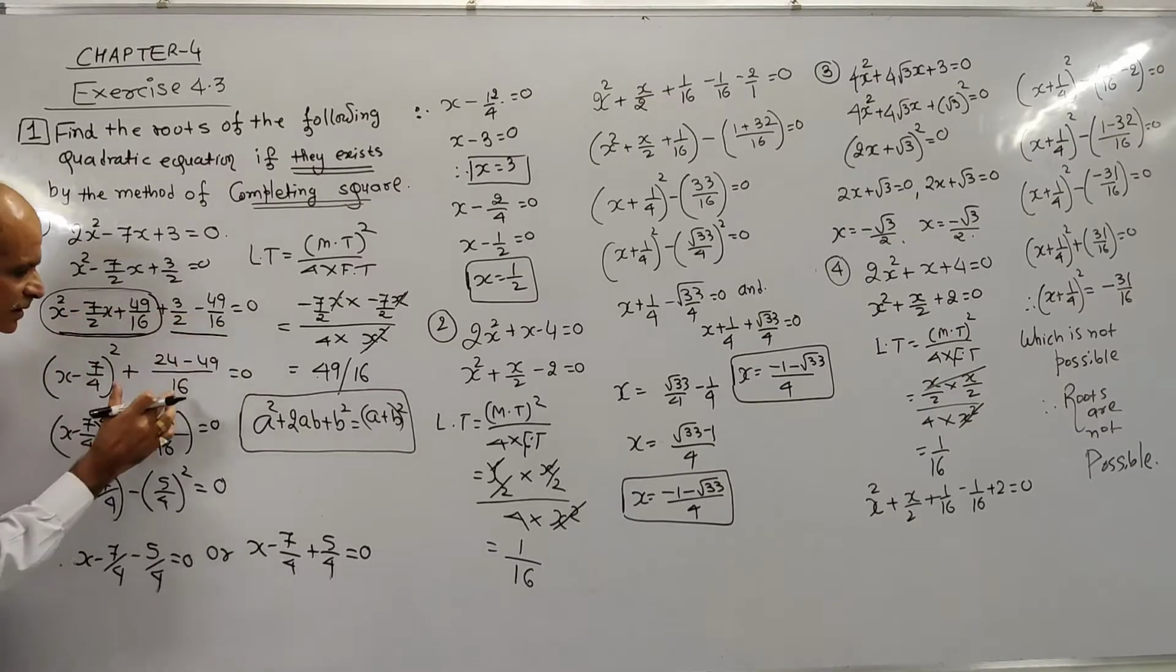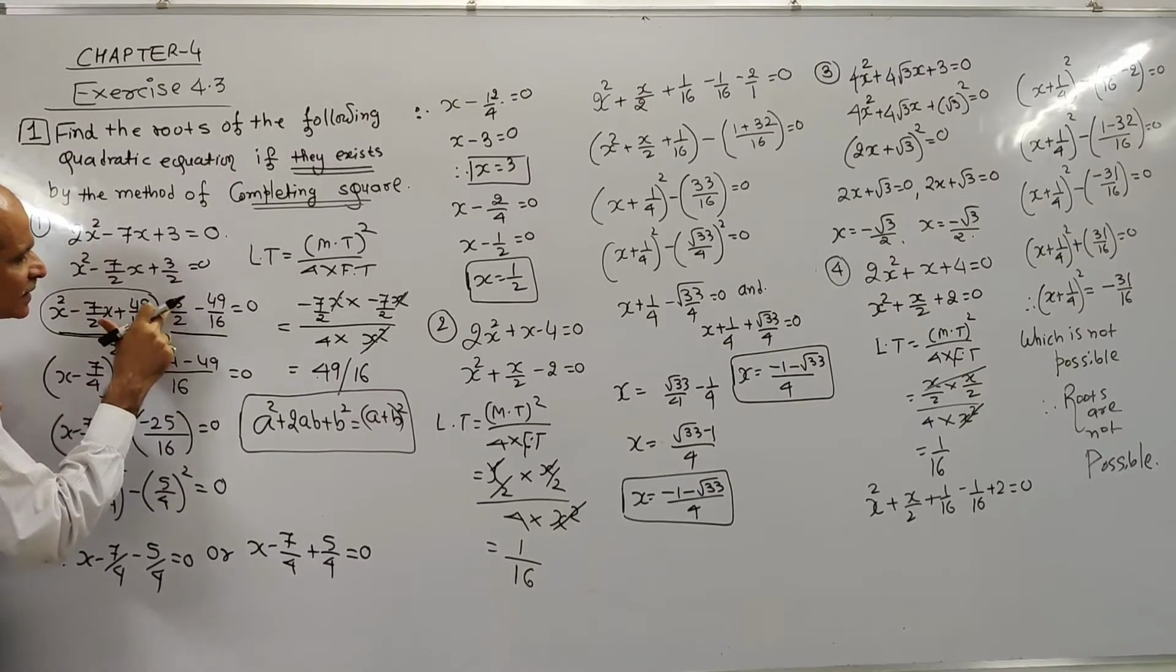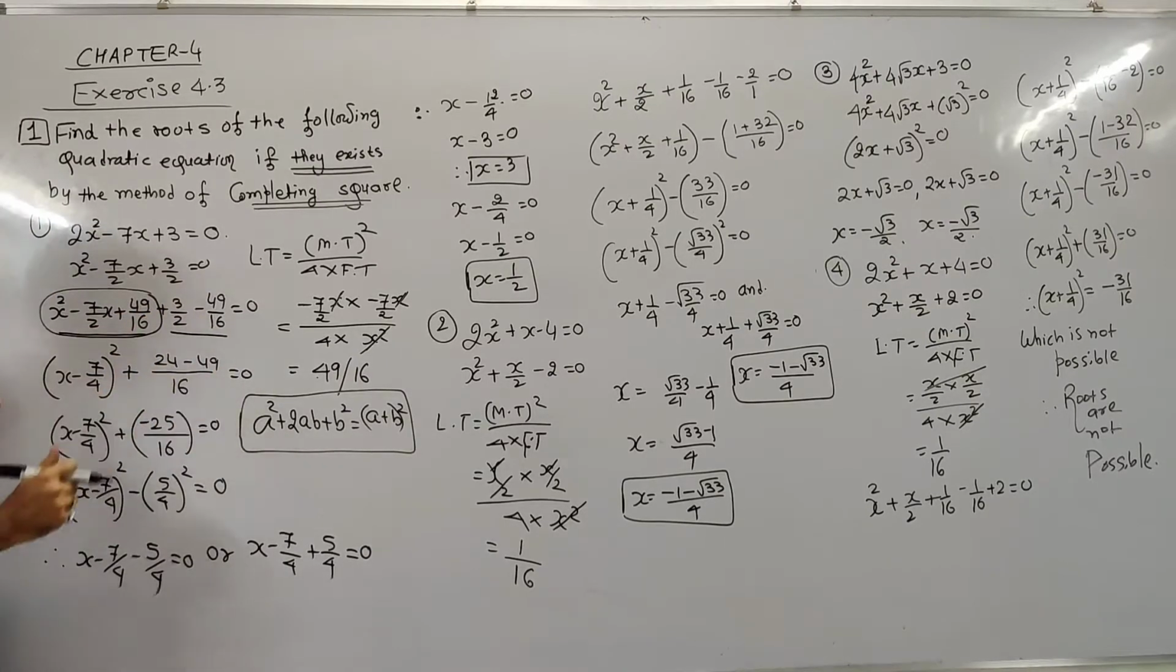Now expand this. 16 is the LCM. So 2 times 8 is 16, 8 times 3 is 24, minus 49 by 16 is equal to 0. So (x minus 7 by 4) whole square plus (24 minus 49), that is minus 25 by 16, is equal to 0. This plus minus becomes minus. So (x minus 7 by 4) whole square minus (5 by 4) whole square is equal to 0.